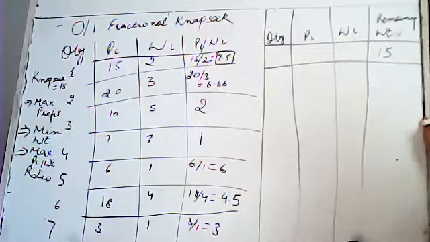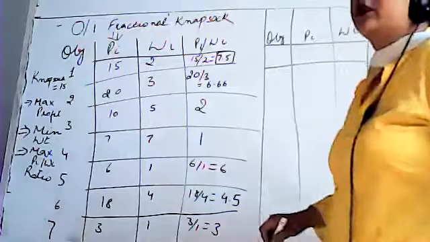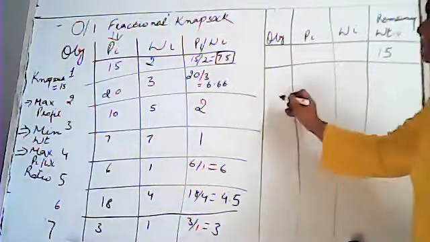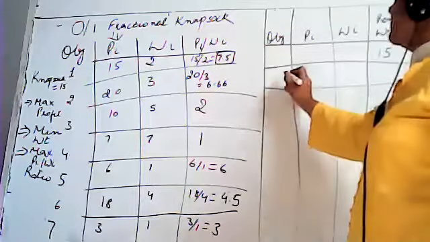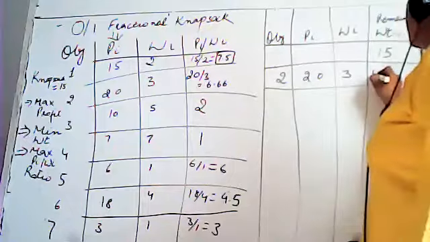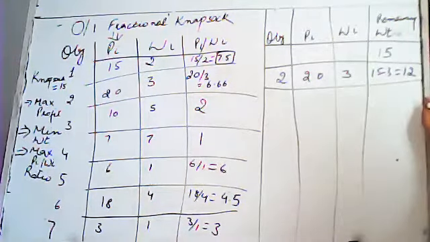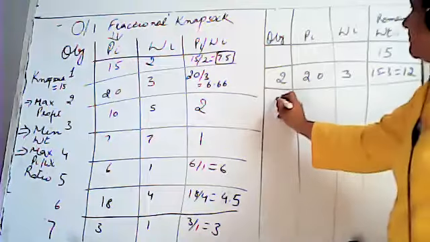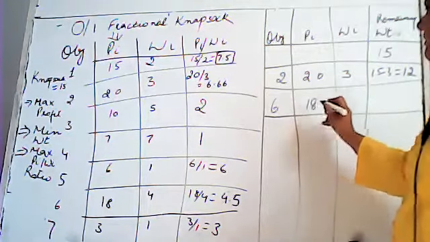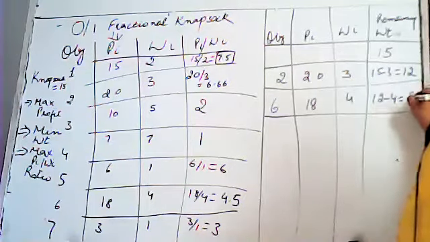Now see, in the Pi column, we have to check the maximum profit and which object has it. It is object number 2 with maximum profit 20 and weight 3. So let's reduce the weight from 15. We are left with 12 kg. Next would be object number 6, profit is 18 and weight is 4. So 12 minus 4 would be 8.